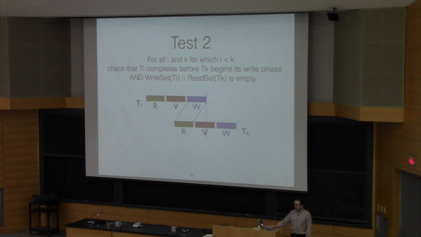Good. So can we go further? As long as one of these transactions finishes writing before the other transaction starts writing, we're good. Because there's no way that you can get any kind of interleaving between the two transactions, at least in terms of writes. There's no way that transaction K's writes can get hidden by one of transaction I's writes. So we've addressed write-read conflicts, write-after-read conflicts, and we've addressed write-after-write conflicts.